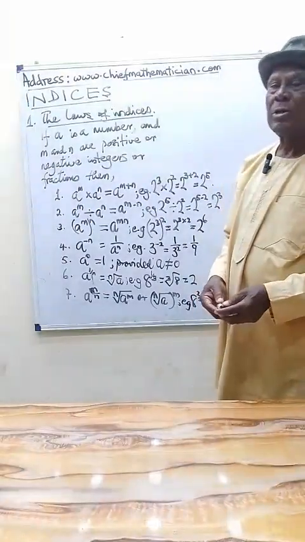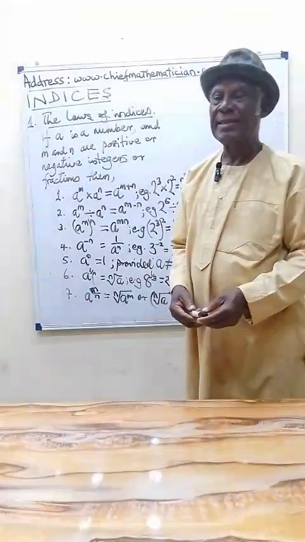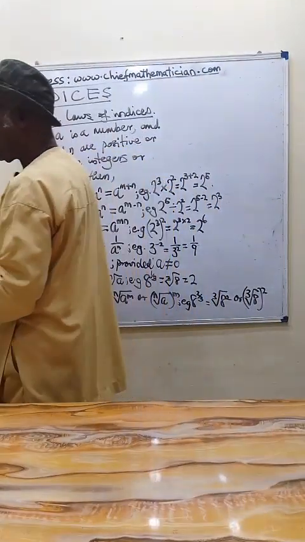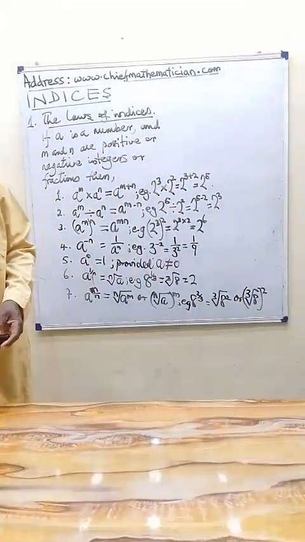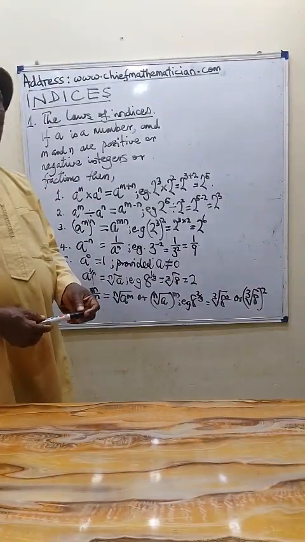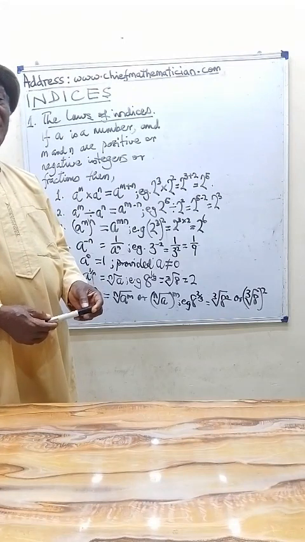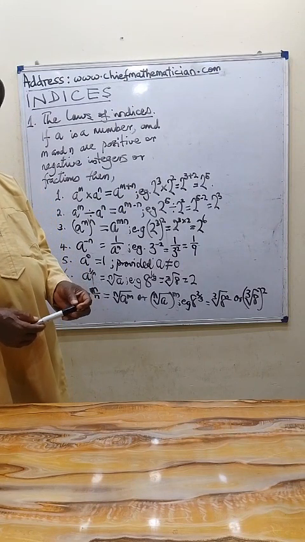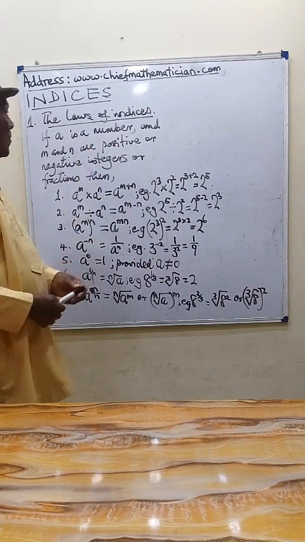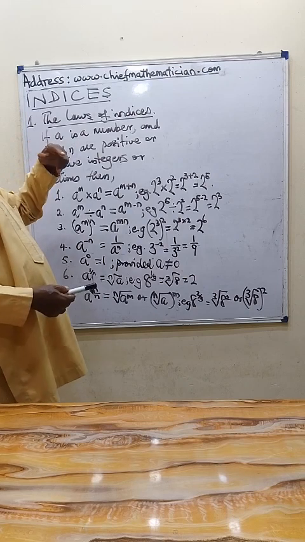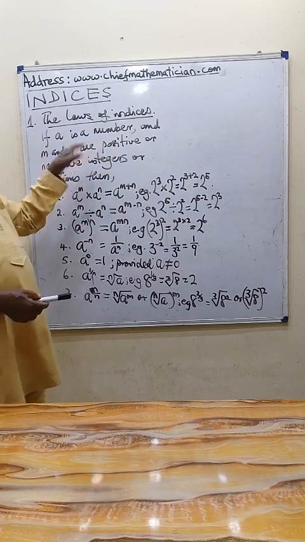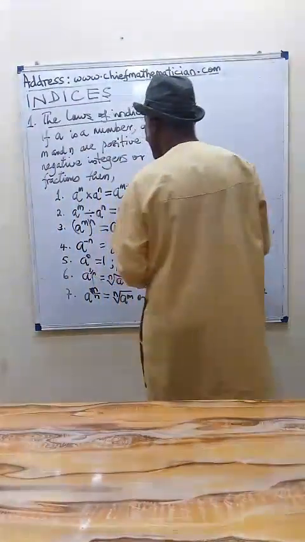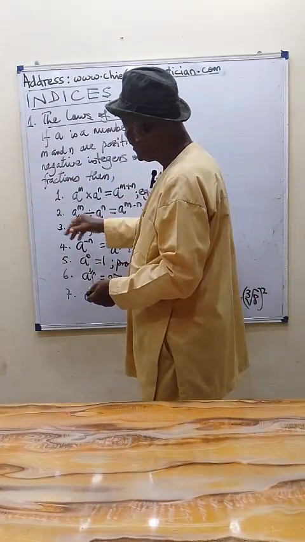Today, we are going to look at indices. And we begin with the laws of indices. Indices, the plural of index. The plural of index is indices. Now, if A is a number and M and N are positive or negative integers or fractions, then number 1.